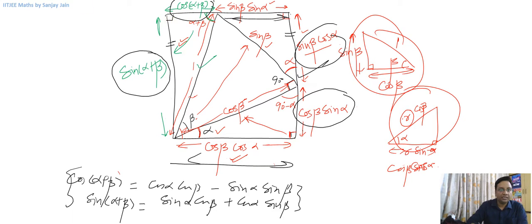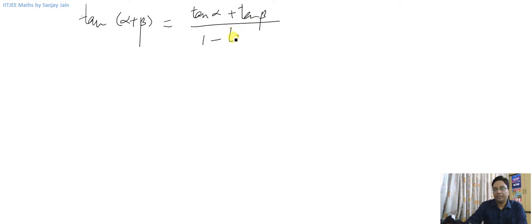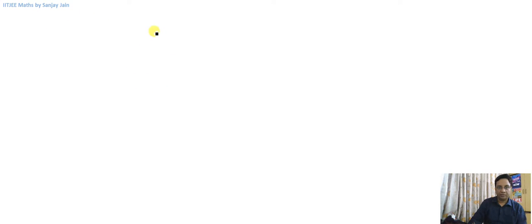So now in this lecture we will talk about tan alpha plus beta, and it is equal to tan alpha plus tan beta divided by 1 minus tan alpha tan beta. We will use a simple geometric manipulation for this also. Let me draw that rectangle that we drew in the last lecture.